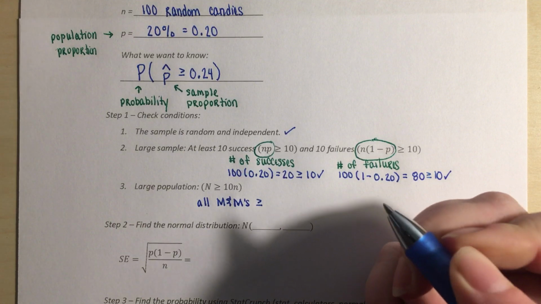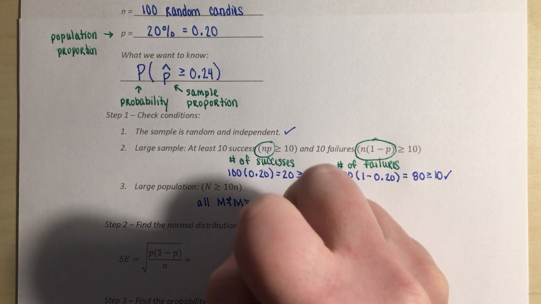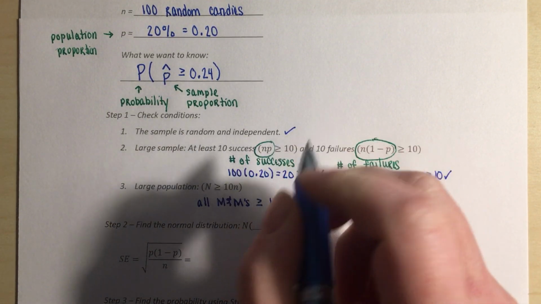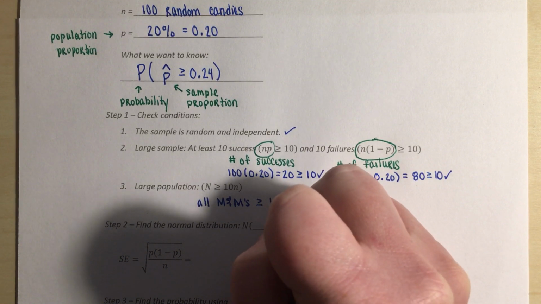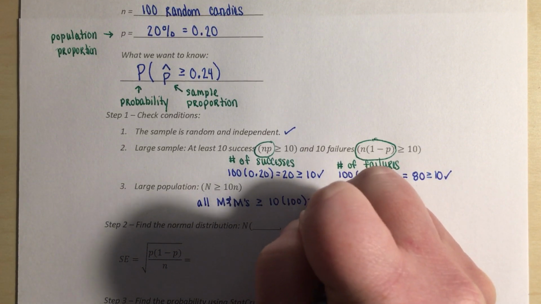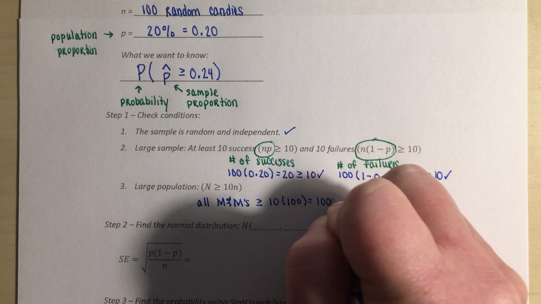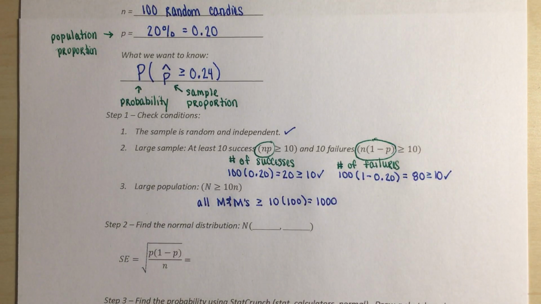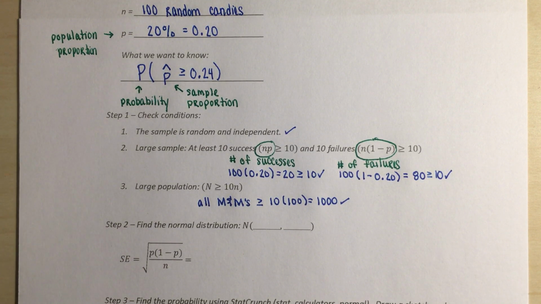All right, and we want to make sure that that's greater than 10 times our sample size. So 10 times a sample size of 100 gives us 1,000. So then we ask ourselves, are there more than 1,000 M&M candies that exist? Yes, there are. So that third condition is held as well. Right? So these 3 conditions, again, are step 1.